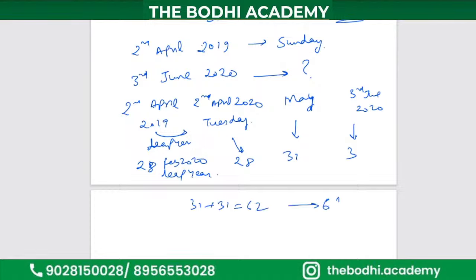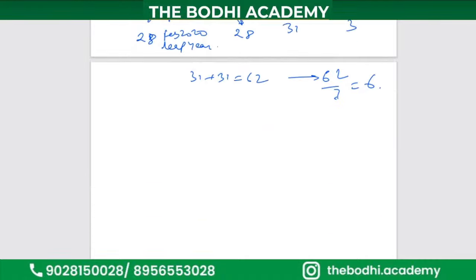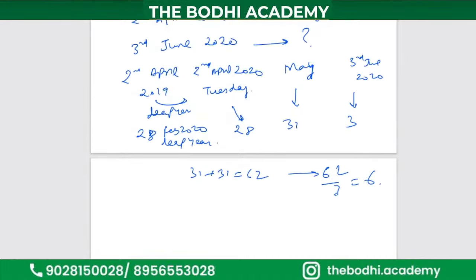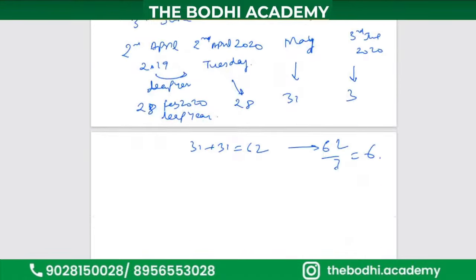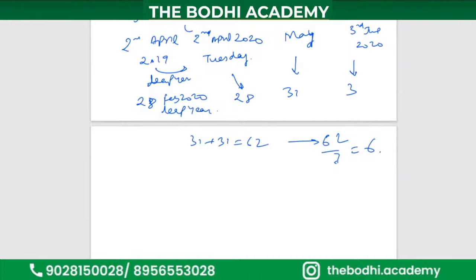The remainder of 62 divided by 7 will be 6. If 6 is the remainder, now remember one thing: you will not count the base day of Sunday. Why? Because our foundation, the base we are taking into consideration, is 2nd April 2020 as our reference.